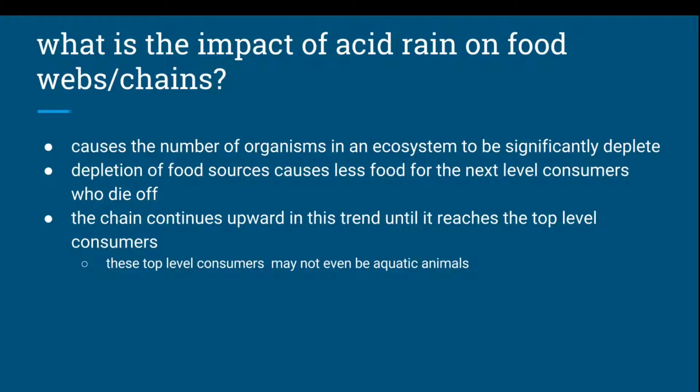What is the impact of acid rain on food webs and food chains? The effects of acid rain impact the food webs and food chains because something abnormal is being put into aquatic systems, which hurt the animals living in the streams and lakes. If one animal is food for another animal, but dies off because of the acid rain, then the higher level consumer will eventually die off because they don't have their food to survive.